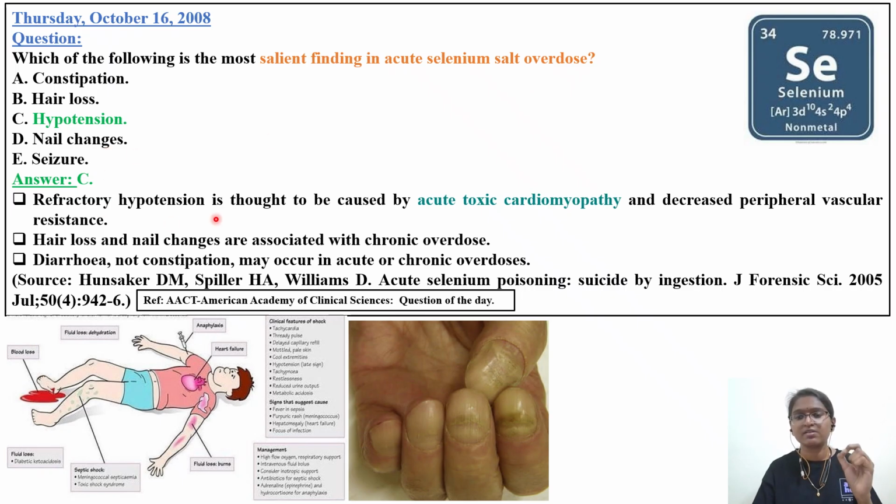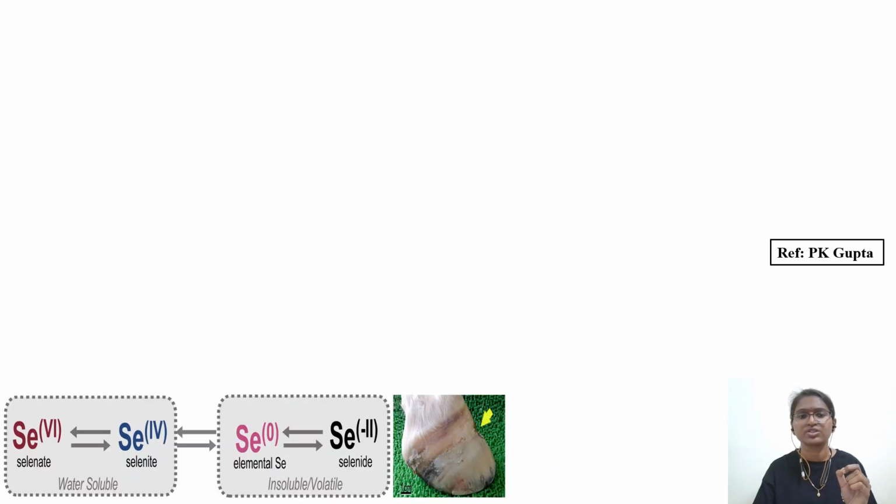There is a respiratory distress which we have already seen. Hypotension is thought to be caused by acute toxic cardiomyopathy, decreased peripheral resistance. Hair loss and nail changes are associated with chronic overdose. Diarrhea and not constipation occur in the case of acute as well as chronic overdoses.